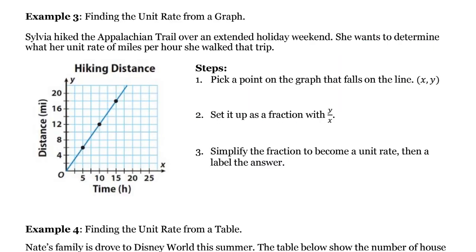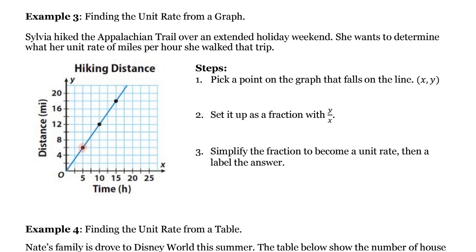All right, so we want to find the unit rate from a graph. Okay, so Sylvia hiked the Appalachian Trail over an extended holiday weekend. She wants to determine what her unit rate of miles per hour she walked on that trip. Okay, so the first couple steps is we pick a point on the graph that falls on the line. So again, it has to fall on that line. You can choose any point, and remember, points are x comma y. So any point, I'm going to choose, let's say, this point.